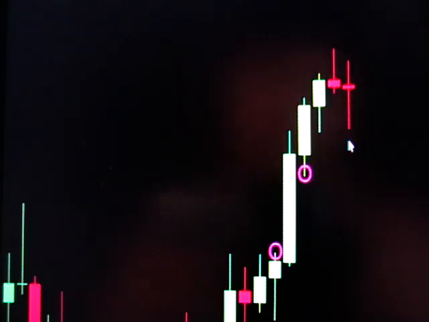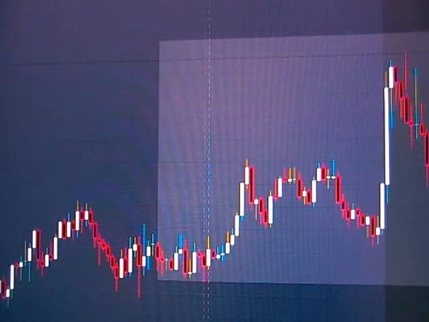Then, draw a rectangle at the gap. Place it between the previous candle's wick and the next candle's wick. Oh, okay, I understand.